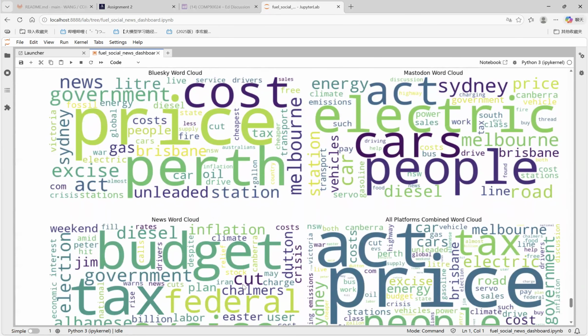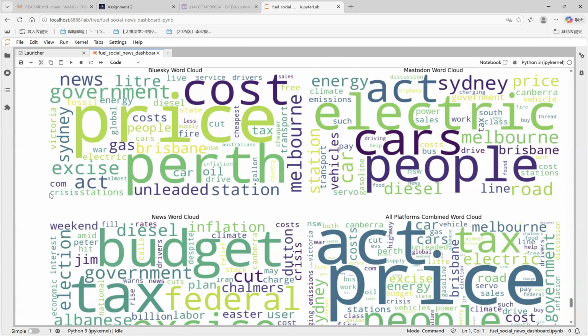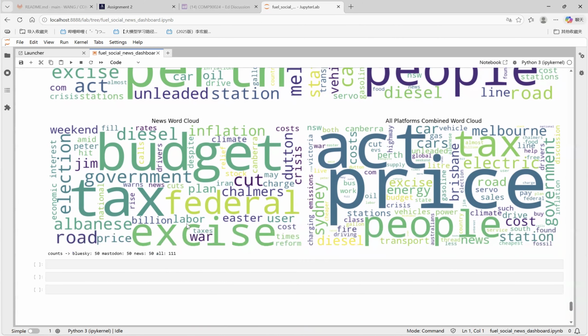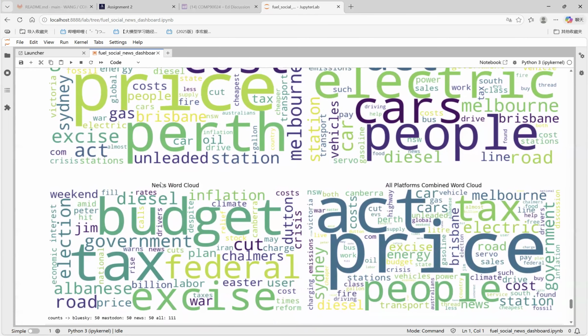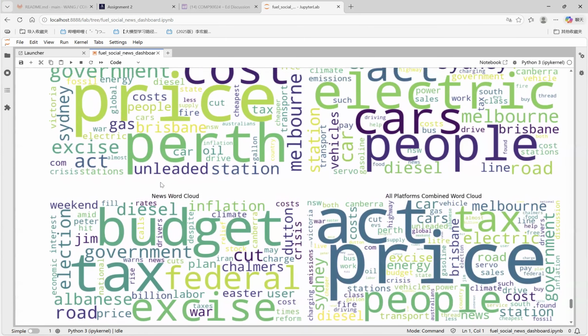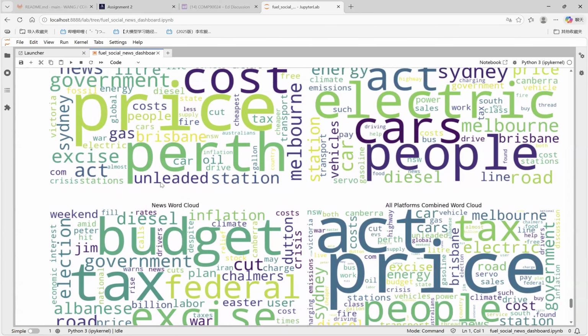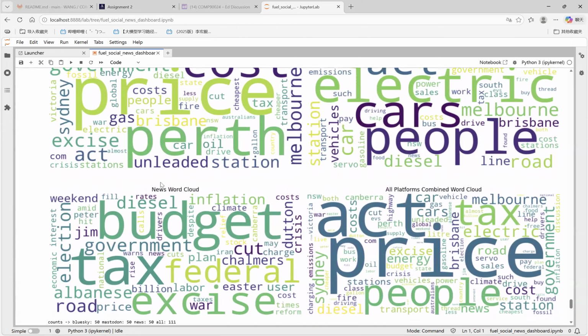And this figure uses word clouds to give a quick visual summary of the most common words in each group. The bigger the word, the more often it appeared. Word clouds are mainly used to give the audience a fast sense of the key themes. Here, the three clouds at first look quite different from each other, which tells us that each platform was focused on a different side of the same topic.